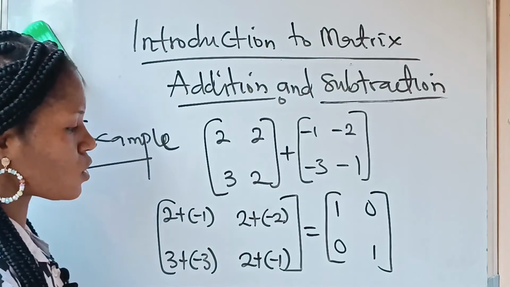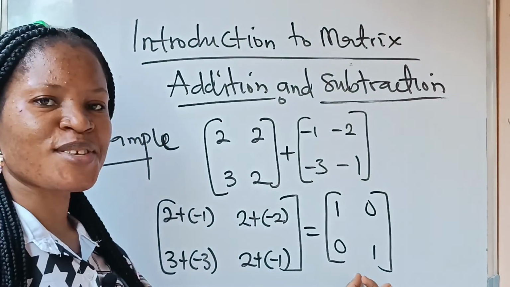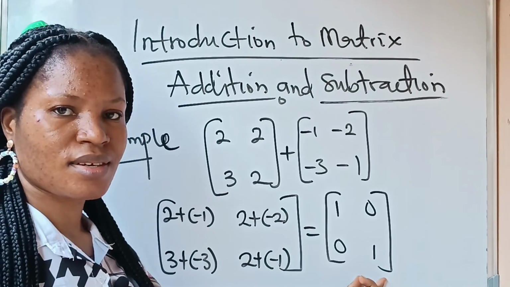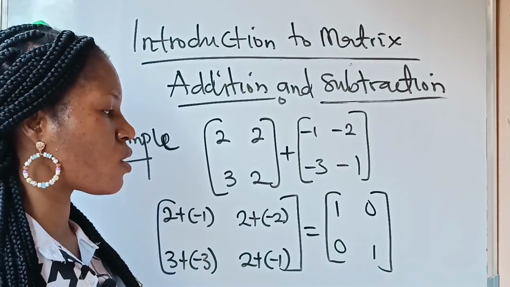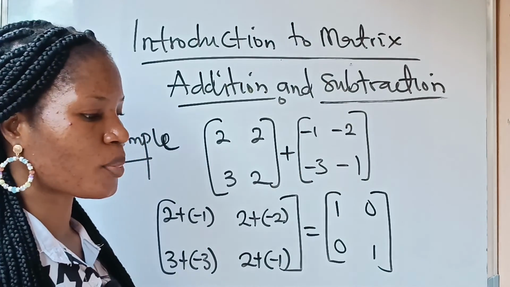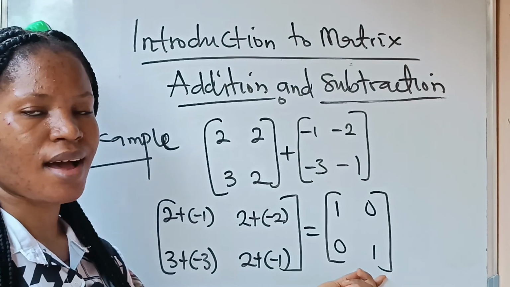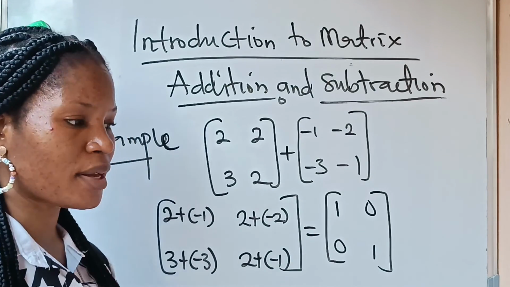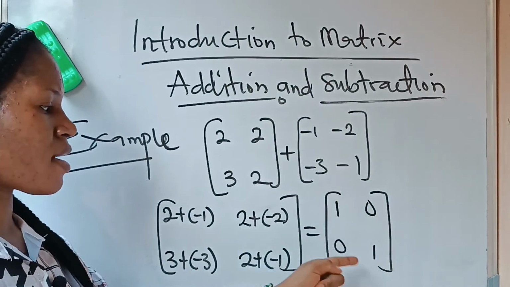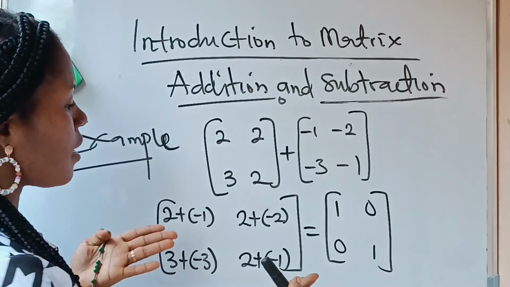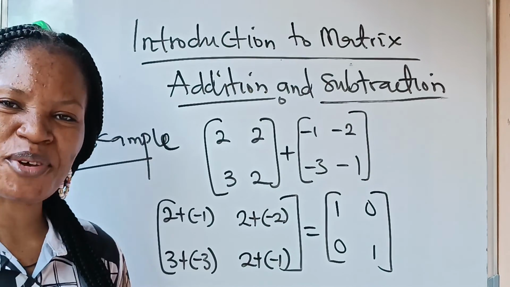So you notice what do we have here? We have a unity matrix, right? So this becomes our answer and it is a unity matrix. You notice that our final answer is a unity matrix. Then I think we have to stop here.